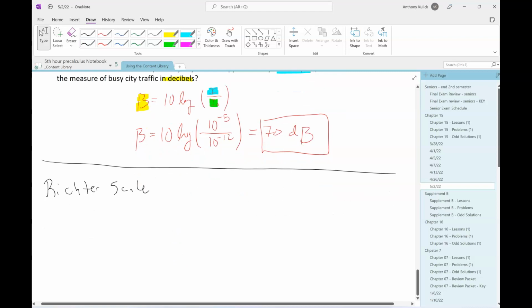The next application is the Richter scale. Does anybody know what we use the Richter scale to measure? Earthquakes, yeah. The Richter scale is another logarithmic scale, just like sound intensity was.